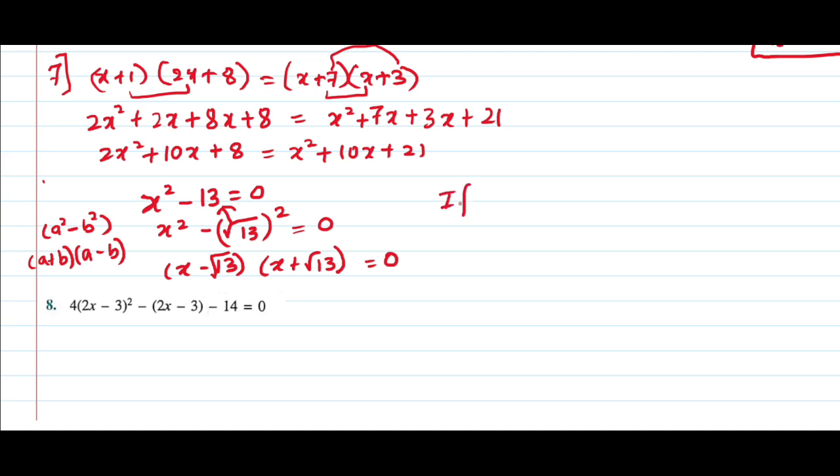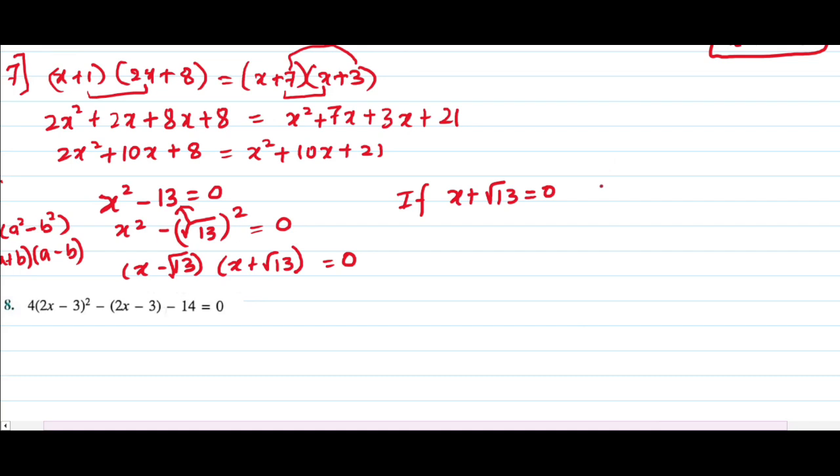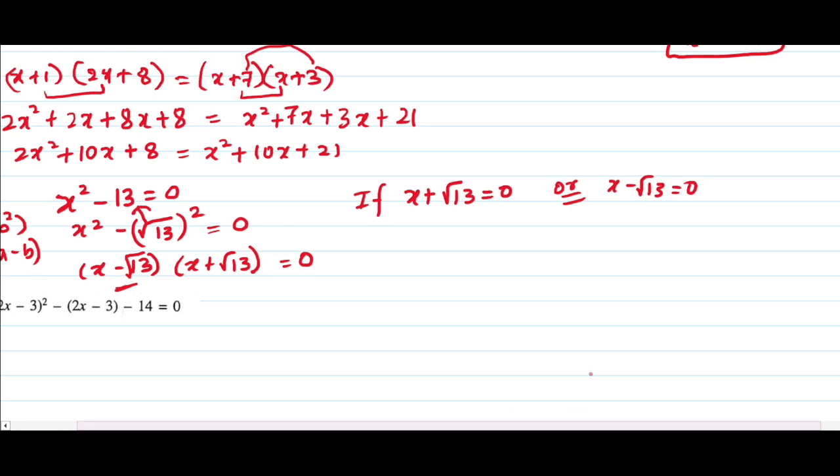So I'll again get the two possibilities: if x plus root 13 is equals to 0, or x minus root 13 equals to 0. So what I'll get here is x is equals to minus root 13 or x is equals to root 13. So these are the two answers.